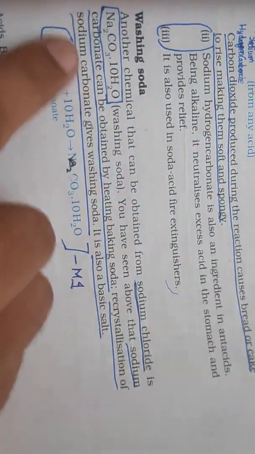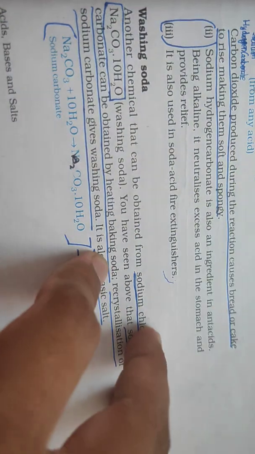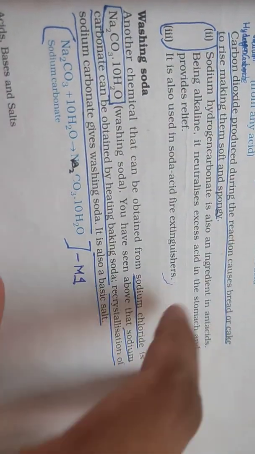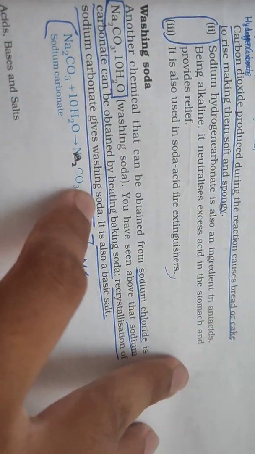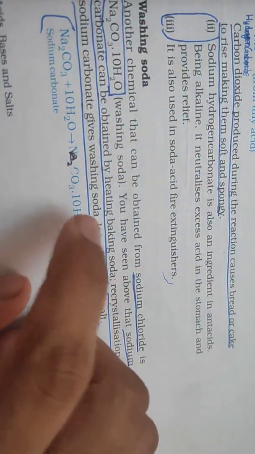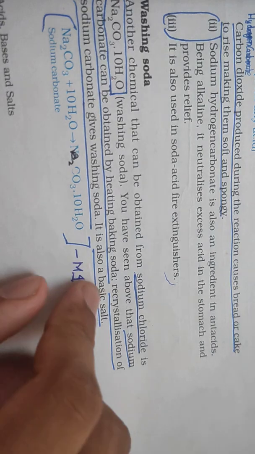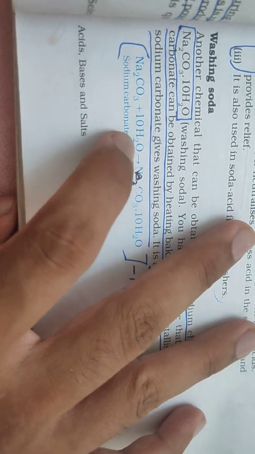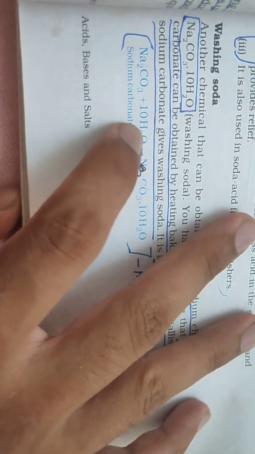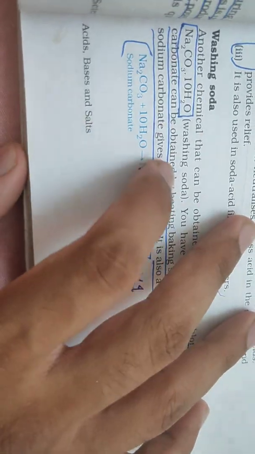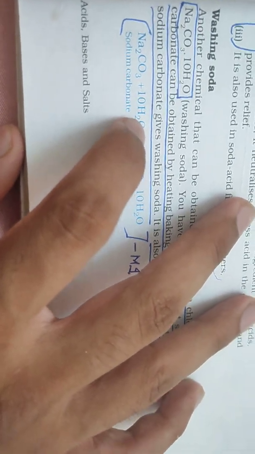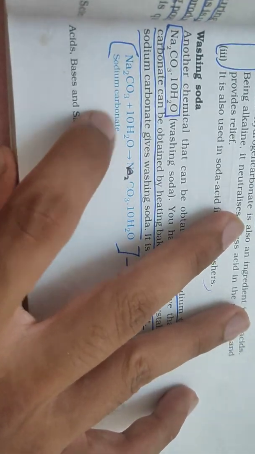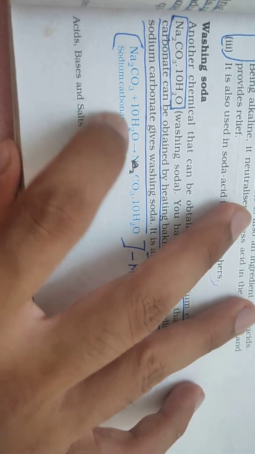You have seen that sodium carbonate can be obtained by heating baking soda. Recrystallization of sodium carbonate gives washing soda. So if we recrystallize them, it will give us washing soda, and it is also a basic salt. Now this is sodium carbonate. And what 10 denotes here is that you have to add lots and lots of water. 10 is nothing but the amount of water, that you have to add 10 times the amount of water.